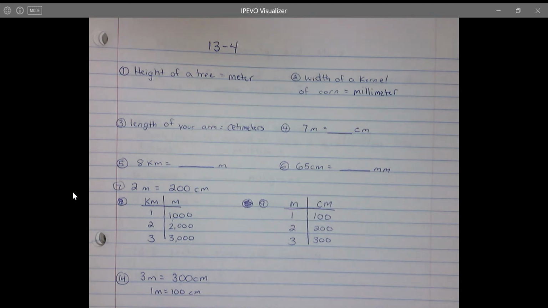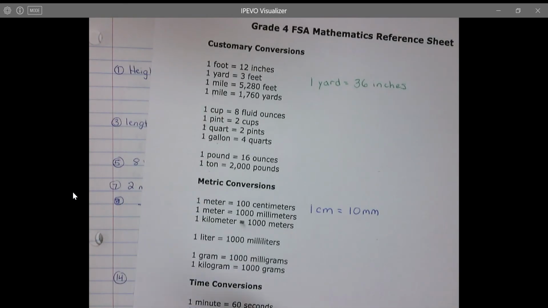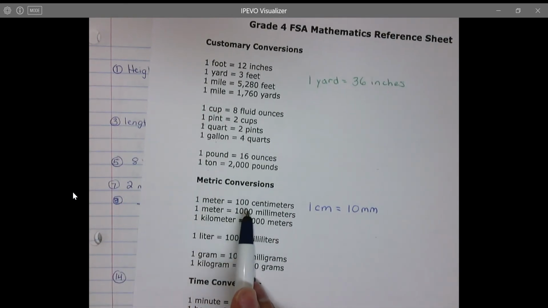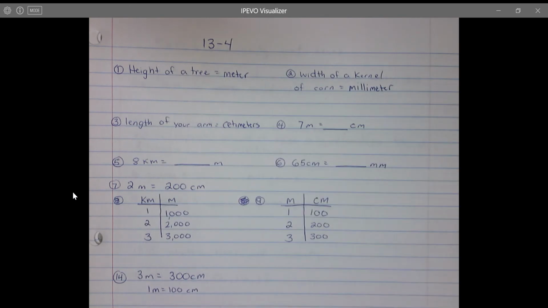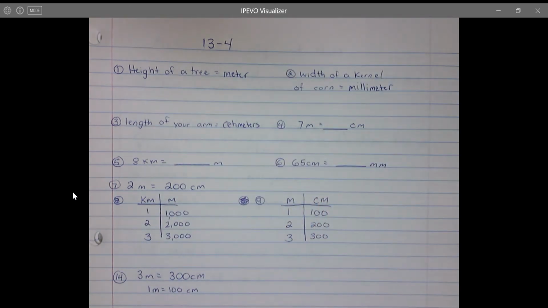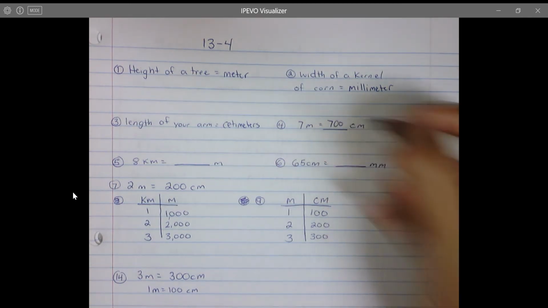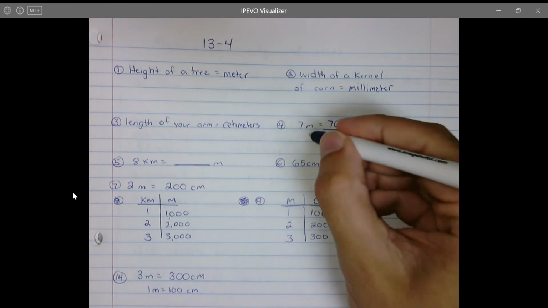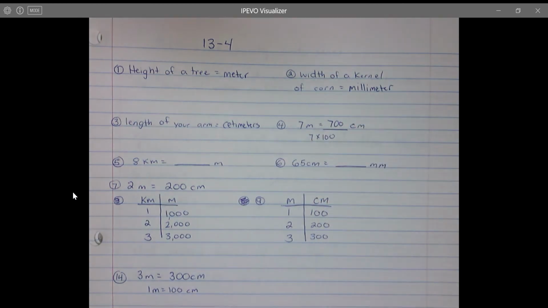All right, so then number 4, they're asking us to convert 7 meters into how many centimeters. If I look here, 1 meter is 100 centimeters because centi means 100. So for 7 meters, every one is 100. So 7 groups of 100 would be 700. Remember we said this conversion was nice and easy. All that would be 7 multiplied by 100.